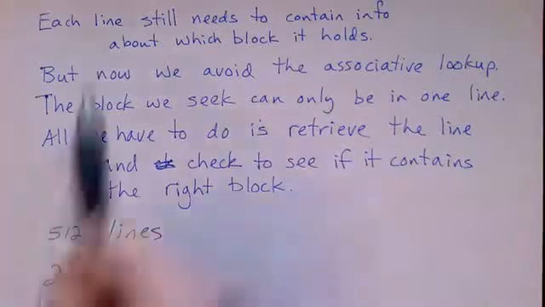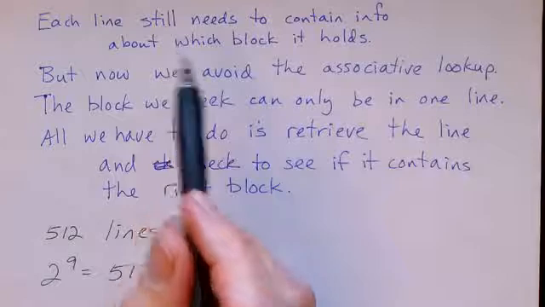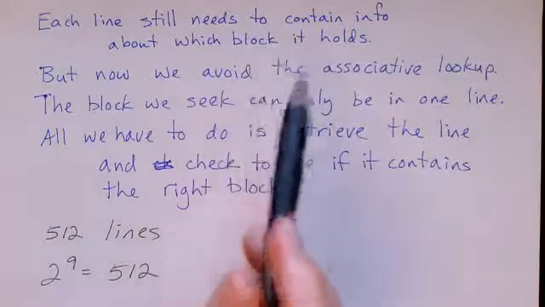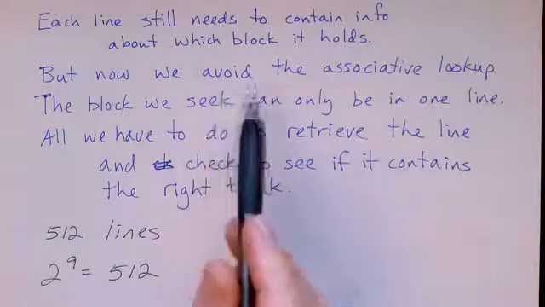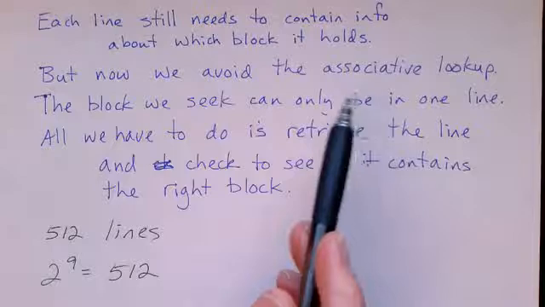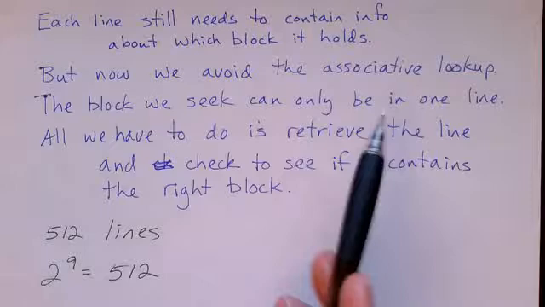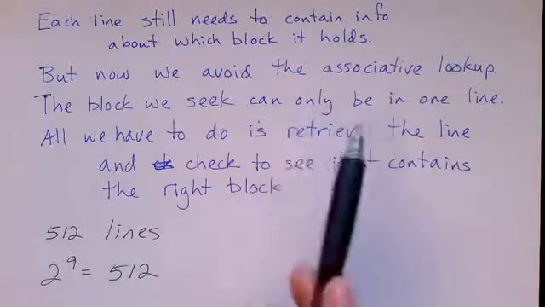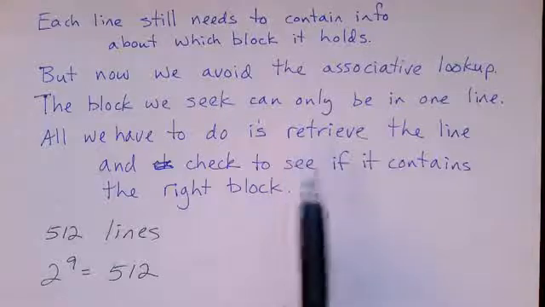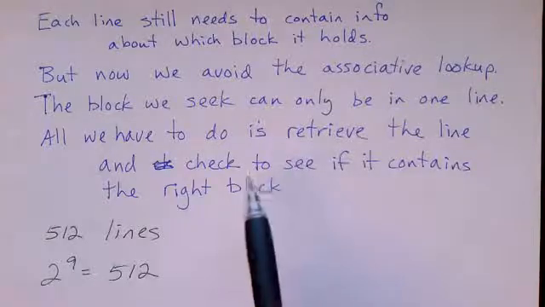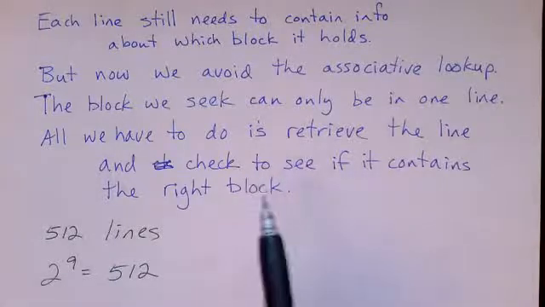So just as with a fully associative cache, each line still needs to contain information about which block is currently being stored in that line. But with the direct map cache, we now can avoid the associative lookup. If we are looking for a particular block, it can only be in one possible line, so there's only one place to look for it. All we have to do to retrieve a particular block is retrieve the line that it has to be stored in, and then check to see whether that line really did in fact contain the right block.